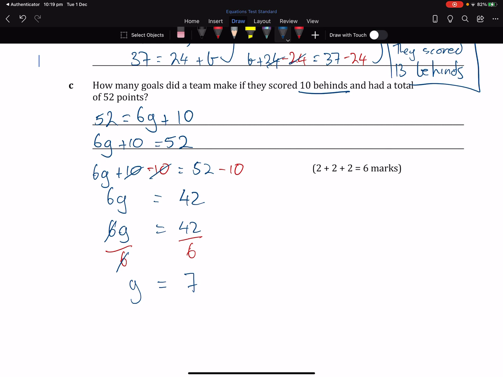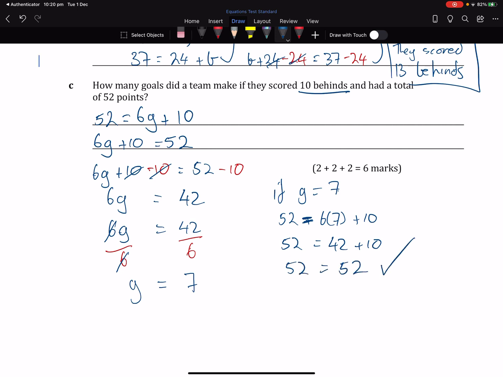I'm going to do one more proof here just because I can. We talked about that before. So if G does in fact equal 7, we've got 52 equals 6G, which we're saying is 7, plus 10. So 52 equals 6 times 7 is 42, plus 10. 52 is equal to 42 and 10 is 52. Both sides of the equation are correct and equal, so that's fine.